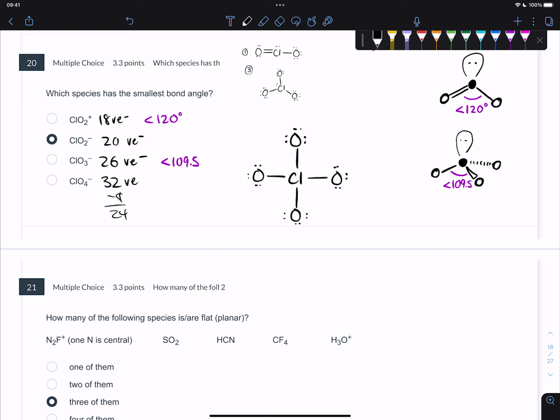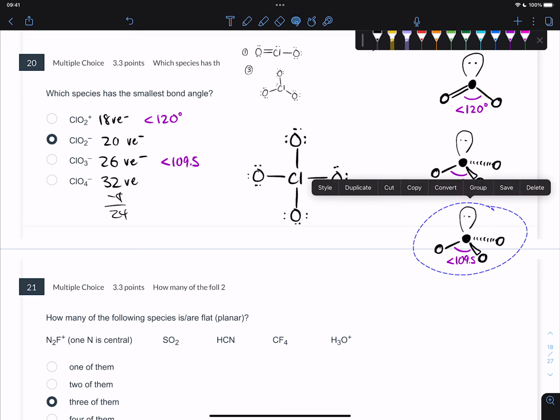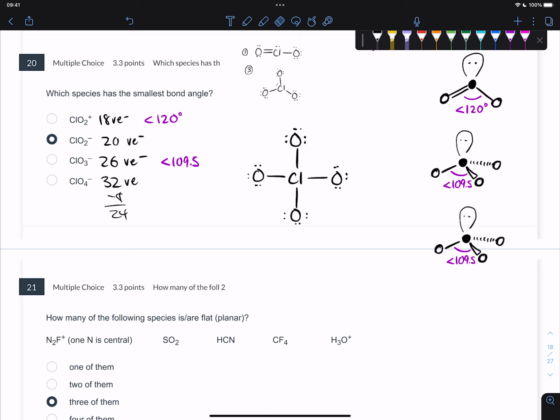So this would be a tetrahedral shape, which looks like this. So let's duplicate this. But instead of a lone pair, it's actually just a real actual bond up there again. Now that gives us a shape of just 109.5. So we have just 109.5 here. So those are those angles.